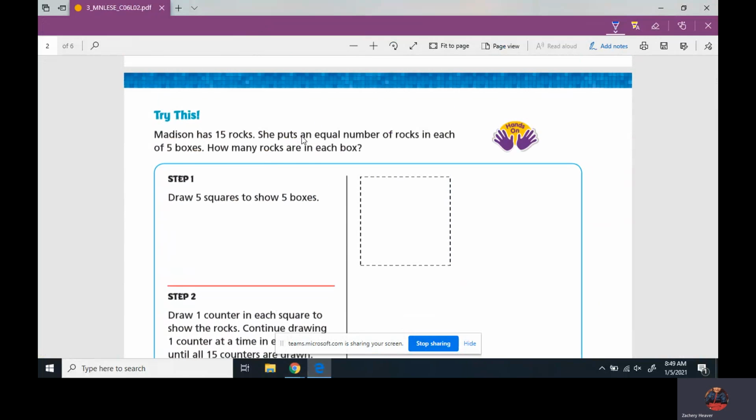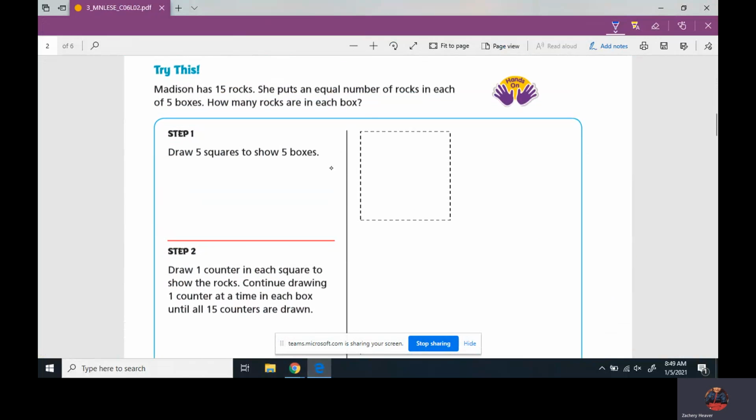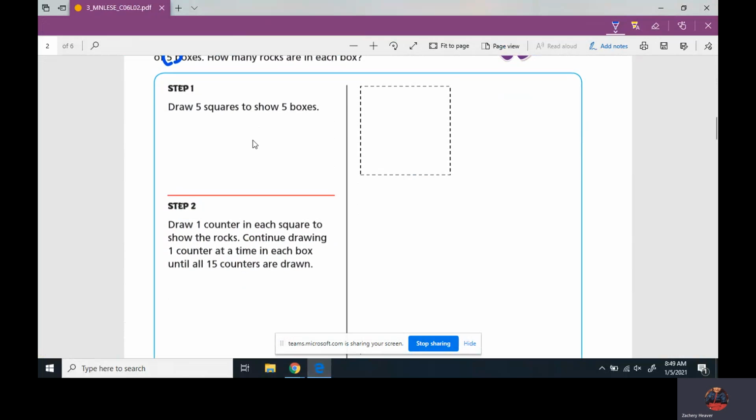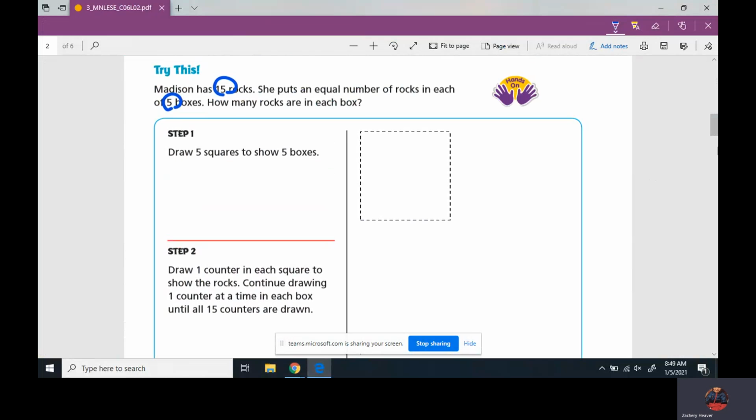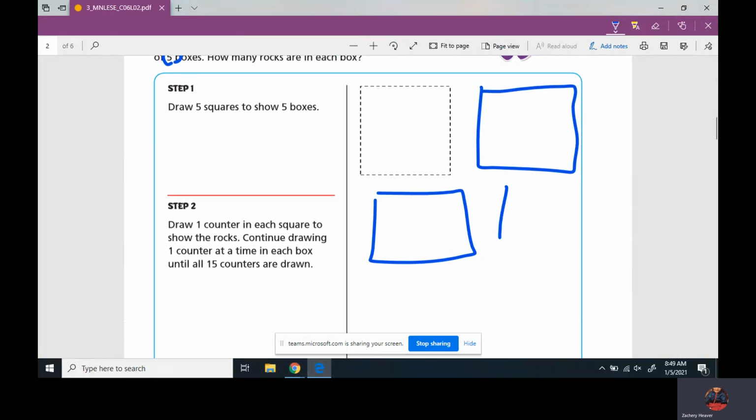All right, so the next page. Madison has 15 rocks. She puts an equal number of rocks into 5 boxes. First off, we draw 5 squares for 5 boxes. So we have 1 box, 2 boxes, 3 boxes, 4 boxes, and 5 boxes.